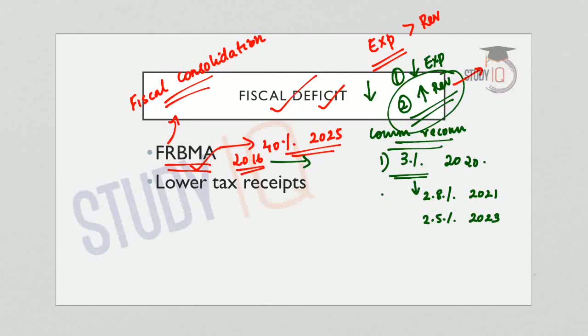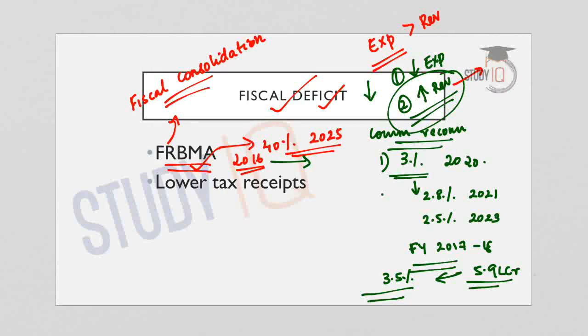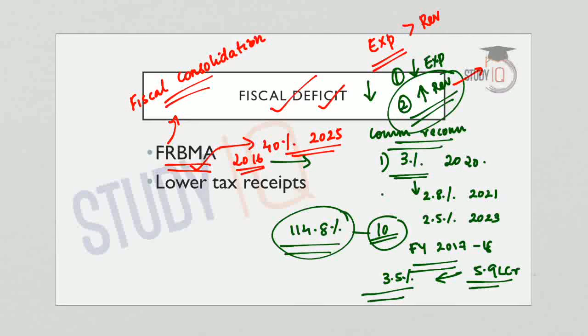But in India's case, in financial year 2017-18, the fiscal deficit was around 5.9 lakh crore rupees. That means it was around 3.5% of the GDP. And now in the current financial year, the government has already touched a fiscal deficit of 114.8% of the full year estimates. It has been only 10 months, and within 10 months itself it has reached 114.8%. February and March are still pending for the end of this fiscal year.